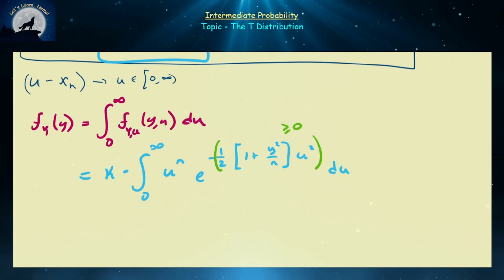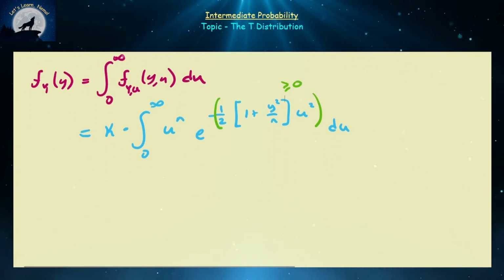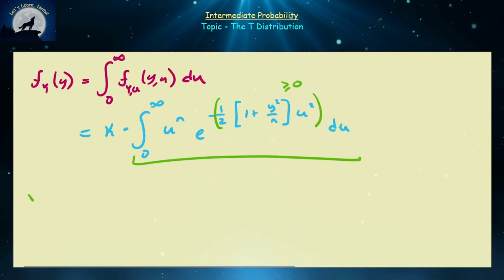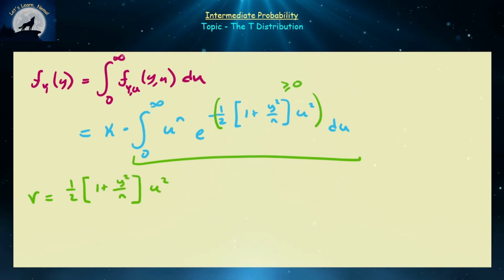So if we can let that be equal to v, which we will, then we can try and force a gamma function representation for this integral here. So we're going to be letting v be equal to that positive constant, 1/2, 1 plus y squared all over n times u squared, and then we're going to differentiate with respect to u.